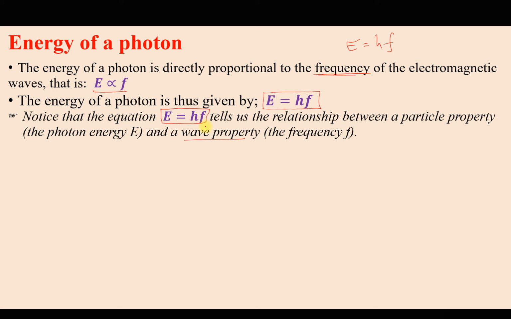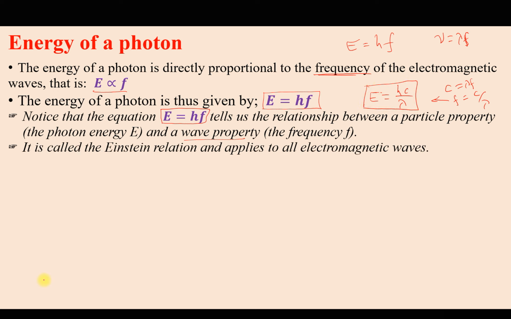Just to remind ourselves from our AS physics, we know the general wave equation: V equals lambda times F, where lambda is the wavelength and F is the frequency. Because we are dealing with electromagnetic radiations, which all travel at the speed of light, I will use C for V. So C is equal to lambda times F. It means where there is F, I can also put C over lambda, which means the energy can also be quoted as HC divided by the wavelength. So sometimes we shall have energy as HC over wavelength.